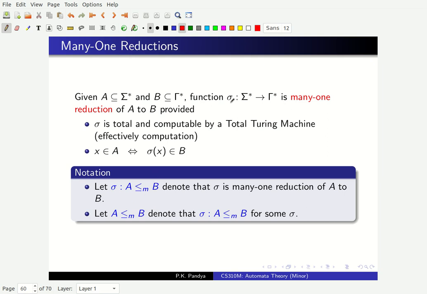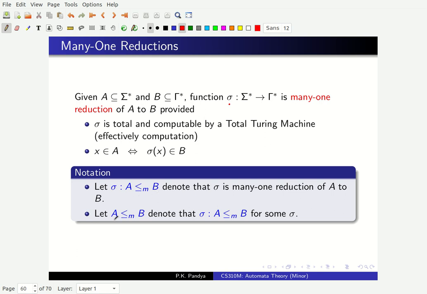If there exists such a function sigma, which is a many-to-one reduction of A to B, then we will emphasize that by writing it like that. That is, sigma is a map which reduces the set A in a many-one fashion to the set B. So this says sigma is a many-to-one reduction from A to B. This is just a notation we will use to state that. Instead of writing that long English, we will just write this.